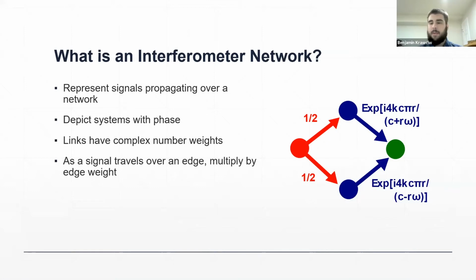For example, on the network on the right, we have this red node, which acts as a source. Let's say it has a signal value of 1. Going from the red node to the blue nodes, the signal is split in half. Then going from the blue nodes to the green nodes, they're multiplied by these complex exponential terms and then added together again at the green node.